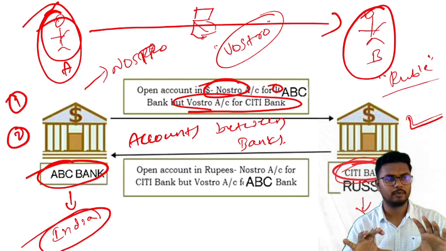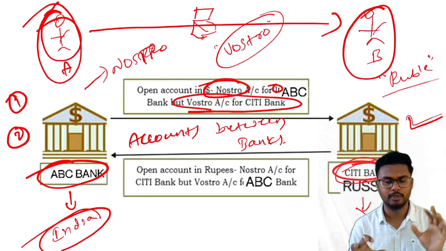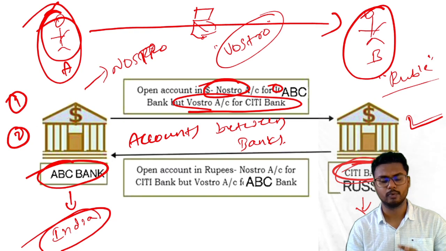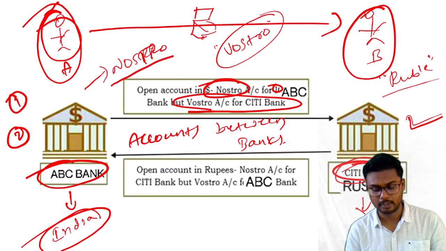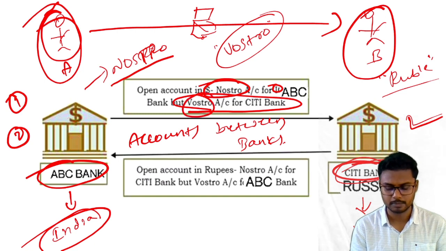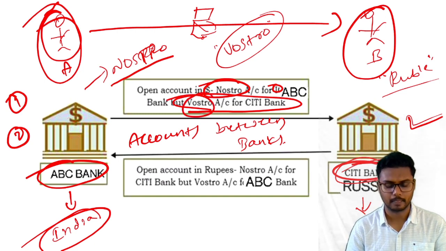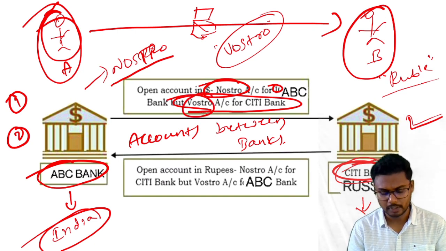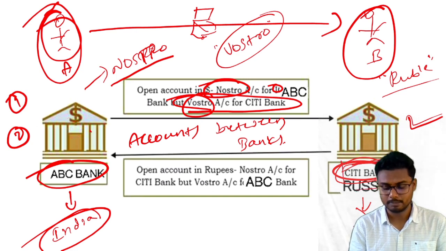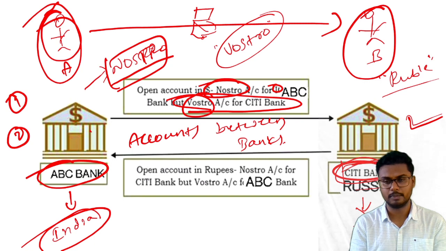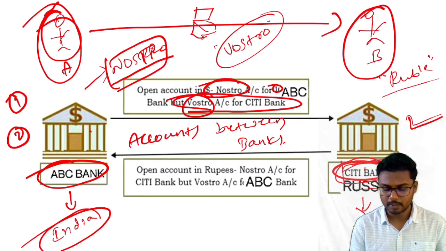We can call it a point of view, POV, which is famous these days. We can call this same account a POV. With respect to one POV, that becomes a Nostro account, and with respect to another POV, that becomes a Vostro account. If ABC Bank opens an account in Citibank, then that becomes a Nostro account for ABC Bank, and the same account becomes a Vostro account for Citibank.